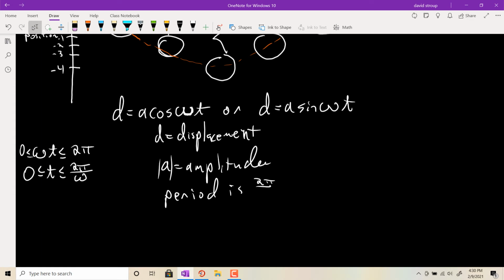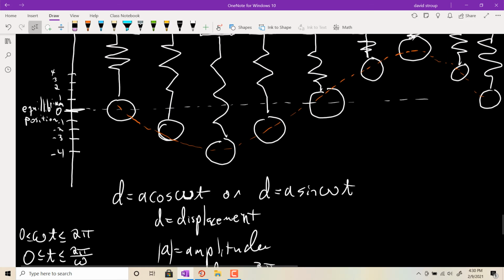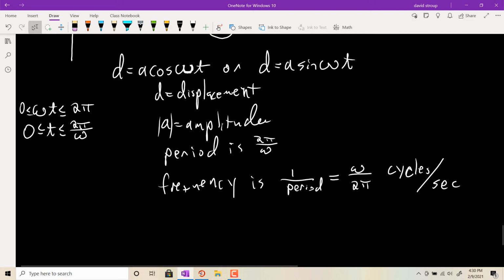We're also going to start worrying about something called frequency, which is just the number of cycles per time unit. Frequency is the reciprocal of the period, so it's 1 over the period, which equals omega over 2 pi, and the units are cycles per whatever time unit, like cycles per second. This is one full cycle right here. Remember, a cycle is basically just one period.